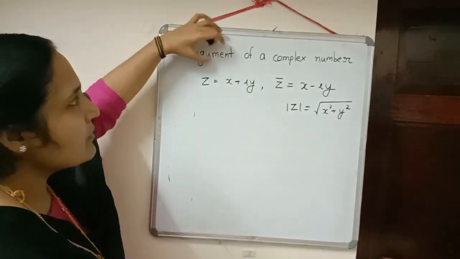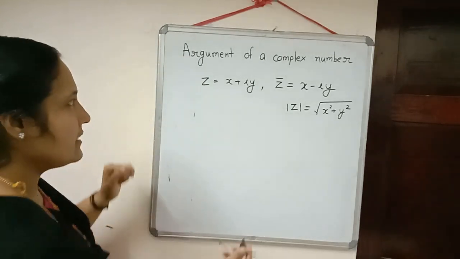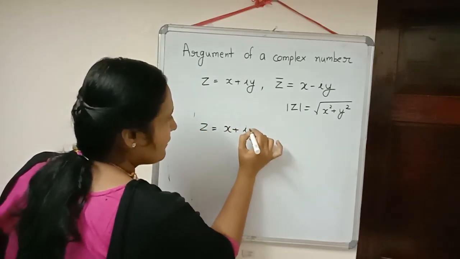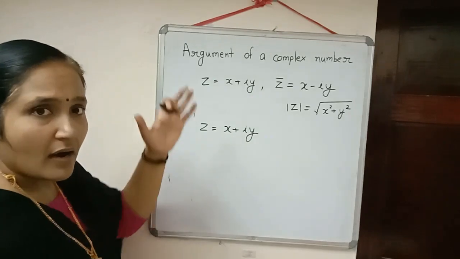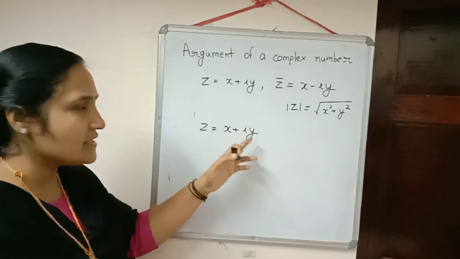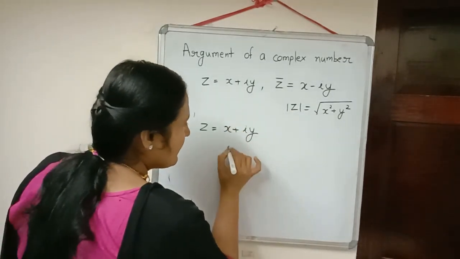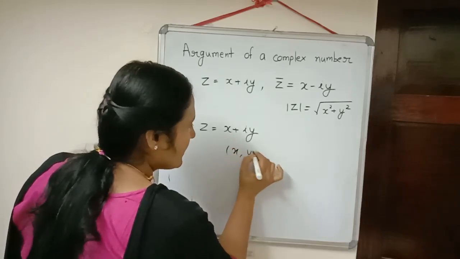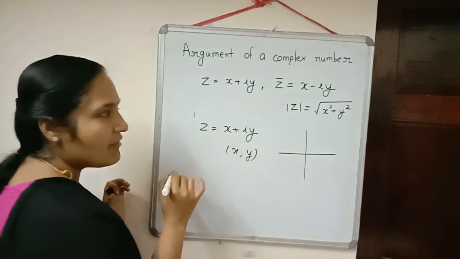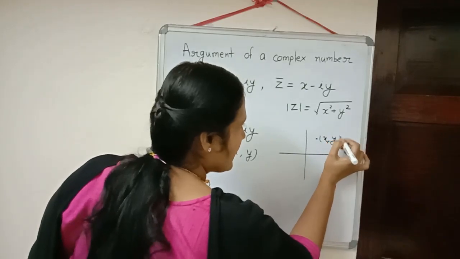Now today we will study the argument. So I will explain how to find the argument. Suppose our complex number is z is equal to x plus iy. Normally the real part we take as the x coordinate, and the imaginary part, the coefficient, we take as the y coordinate. So at present our x coordinate is x and y coordinate is y only. If you draw the diagram, where x comma y will come, obviously it will be in the first quadrant.